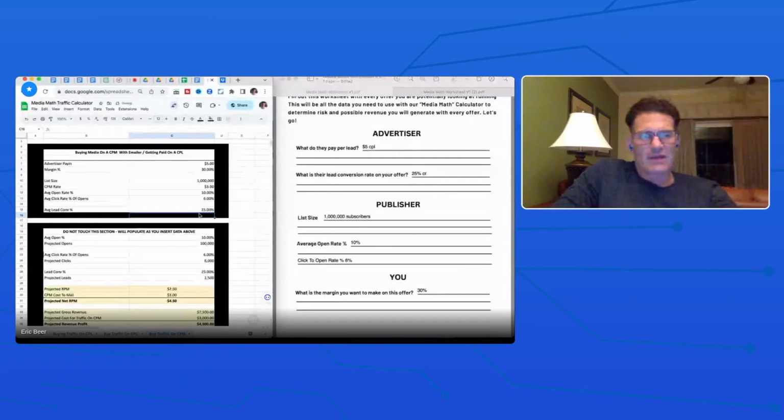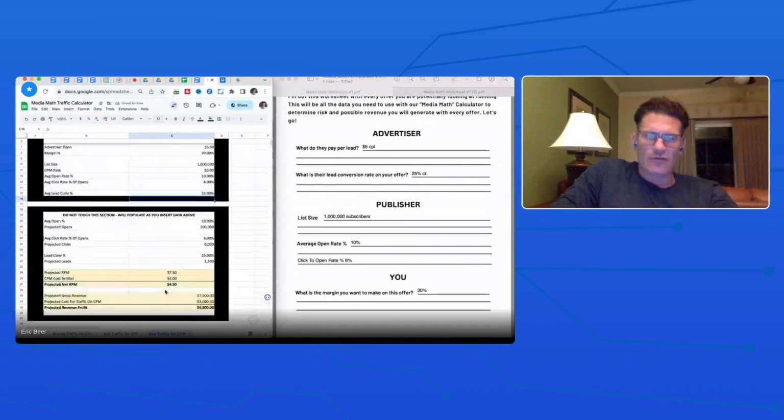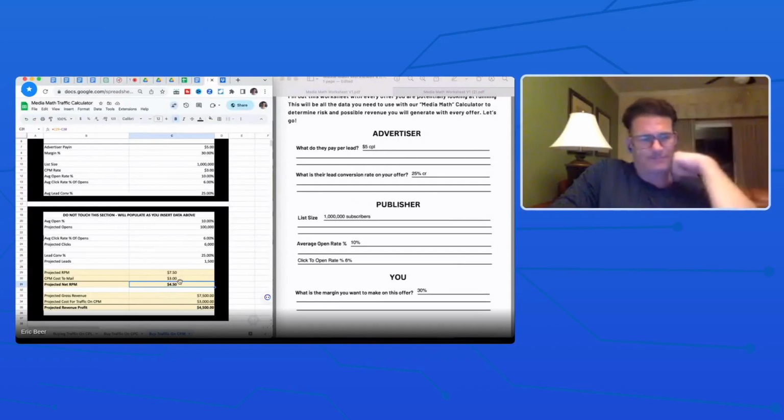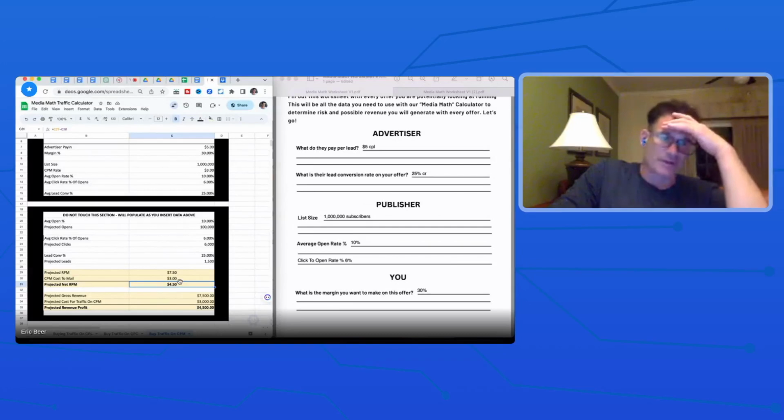Here we go. Now this calculator just did all of it for you, right? We said we were making $4.50. Boom. Making $4.50 on a CPM. RPM, right, is $7.50. $3 is the CPM. So it works, right? So you're making over 50% margins. It's pretty good, man. So that's how this goes, right?